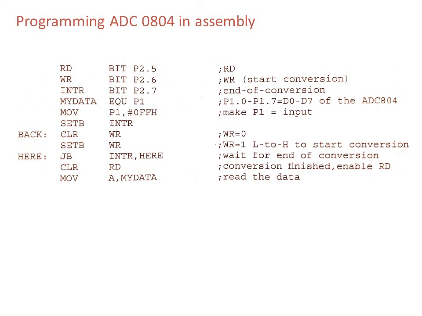Next, the last instruction is MOV A, MYDATA. So now when the INTR pin goes low and the RD pin goes low, in that case the data can be moved from D0 to D7 to some other place. So it is present in MYDATA. MYDATA is nothing but port 1, D0 to D7. So there we have the data, and that will be copied to the accumulator. So here we need to follow all these steps to convert analog data into its equivalent digital representation.